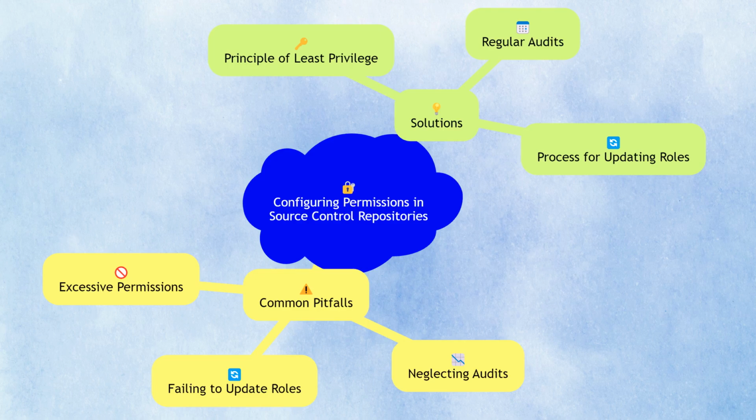Configuring permissions in source control repositories can be challenging, and there are common pitfalls to avoid. These include granting excessive permissions, neglecting regular audits, and failing to update permissions as team roles change. Solutions to these pitfalls include adhering to the principle of least privilege, scheduling regular audits, and implementing a process for updating permissions as team members' roles evolve.